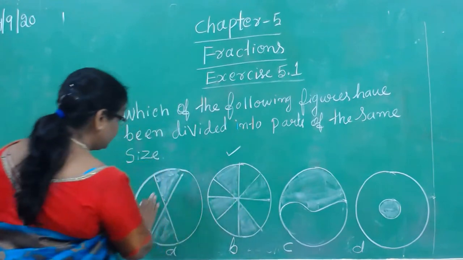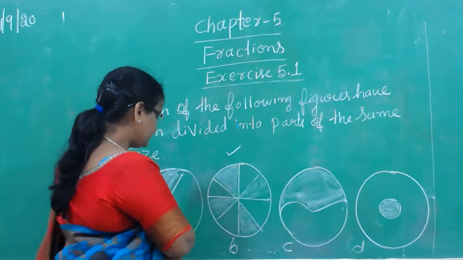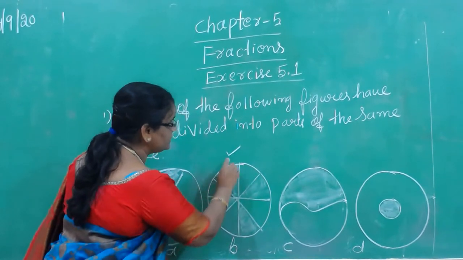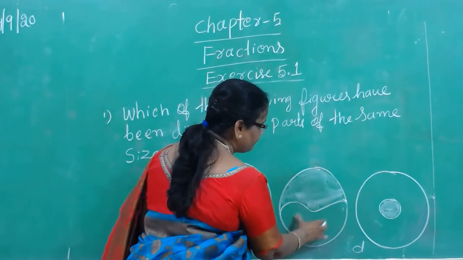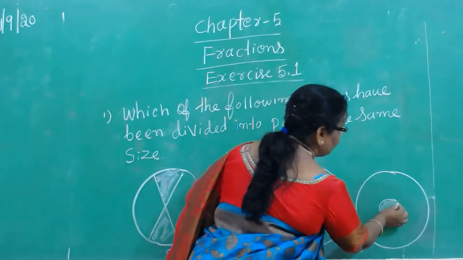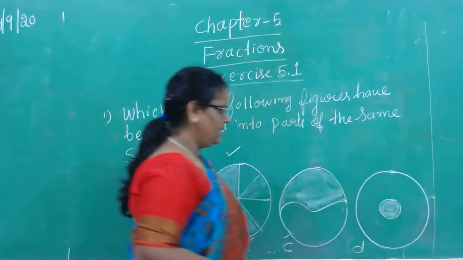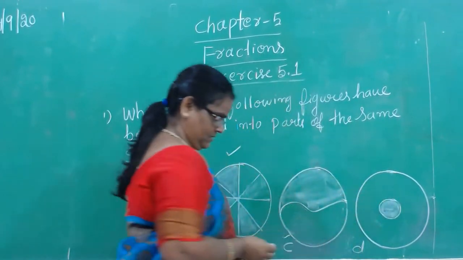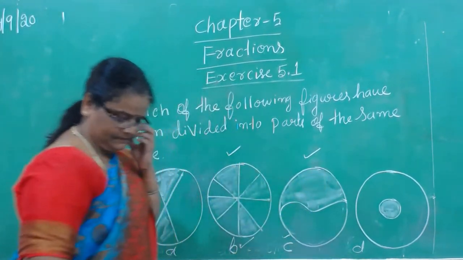B, this is a less part, this is a more part, so it is not divided into equal size, equal part. And here, all are equal parts, 1, 2, 3, 4. B is divided into equal parts. C is also half, divided into two equal parts. The shaded part is less, the remaining area is not equal, this is small, the remaining are big size. So B and C are correct answers.